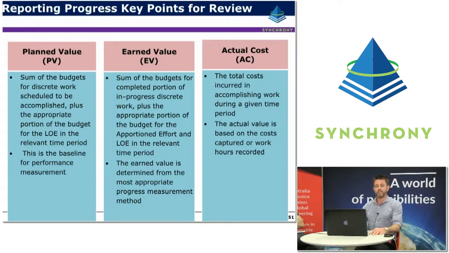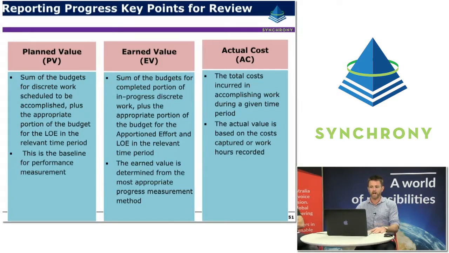The earned value is essentially the same thing, except this is the amount of progress that has been made. So it's the sum of the budgets for the completed portion of the in-progress discrete work, plus the appropriate portion of the budget for the apportioned and LOE work in that same time period. And the earned value is determined using the most appropriate progress method as always.